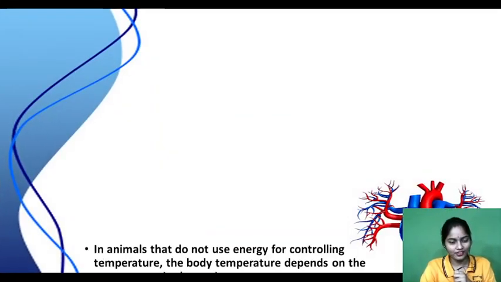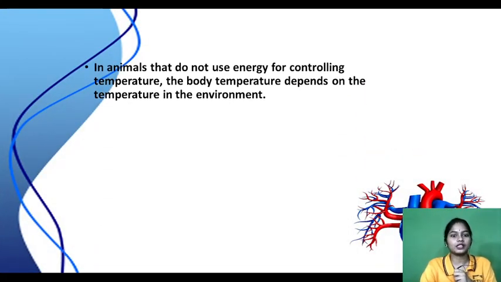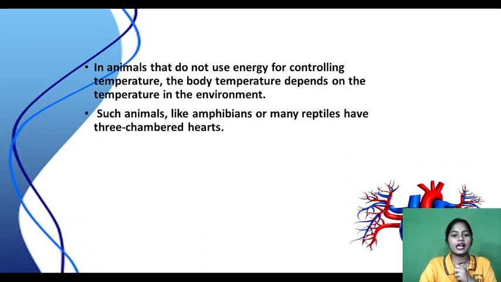I hope you all will understand it nicely. And certain important points are there. In animals that do not use energy for controlling temperature, the body temperature depends on the temperature in the environment. There are certain animals that do not need much energy to control their temperature, so their temperature changes according to the environment, like amphibians and many reptiles. So they have a 3 chambered heart, but our heart is 4 chambered.